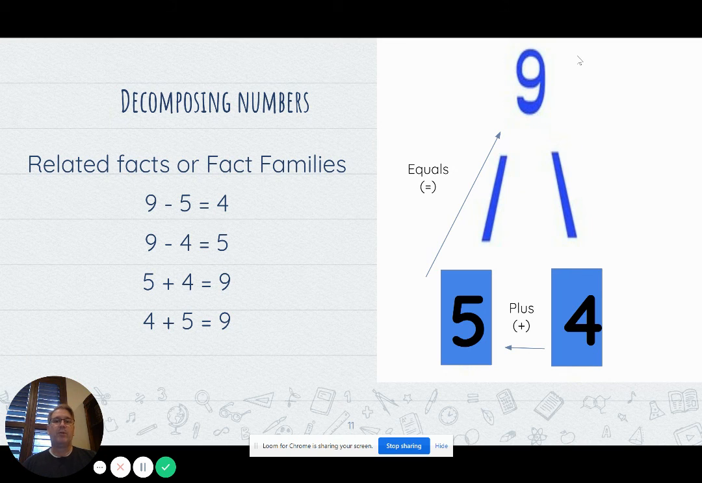They're the 3 numbers that make up those equations, every equation that you can do of addition and subtraction using those 3 numbers. You could also do this exact same thing with multiplication and division, so fact families of multiplying and dividing. That is yet another way that students might use the idea of decomposing numbers to be able to understand numbers in a better way.